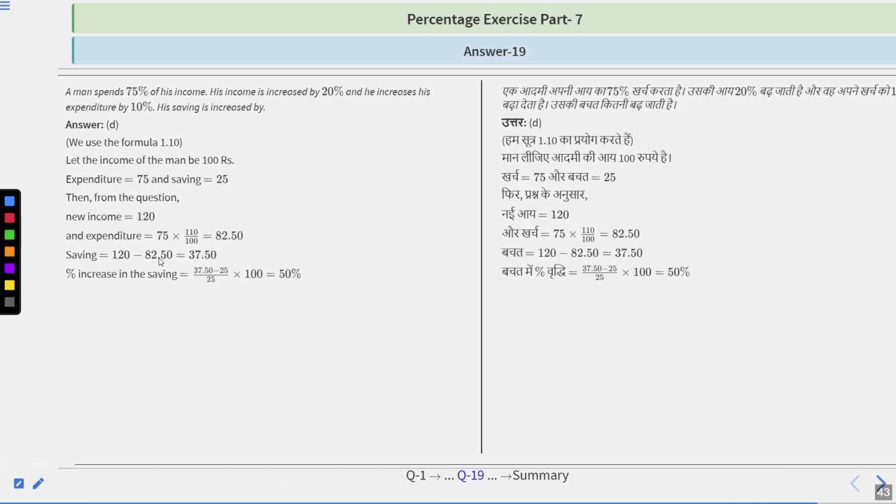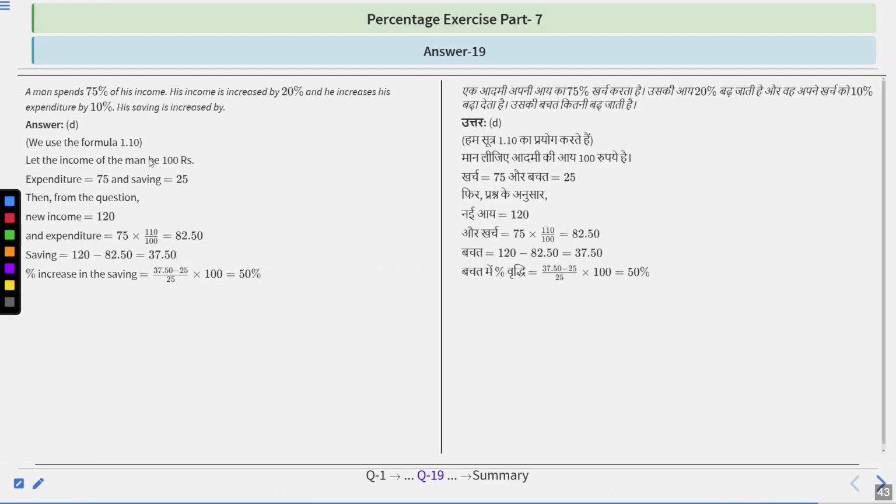Time's up. Let's see the solution. Let the income of the man be 100, expenditure is 75, saving should be 25. Then from the question, income becomes 120, which is increased by 20%, and expenditure also increased by 10%. So expenditure becomes 82.50 rupees. Saving should be 120 minus 82.50, which is 37.50. Now the percentage increase in saving, 37.50 minus 25 upon 25 multiplied by 100, which is 50%. D is the correct answer.